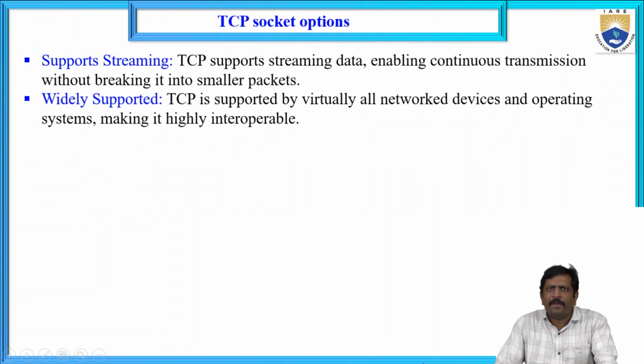And supporting streaming. TCP socket options support streaming data, that means the flow of packets, the flow of information from source to destination. That is streaming. It enables continuous transmission without breaking it into smaller packets. It is also widely supported. TCP is supported by virtually all network devices and operating systems, making it highly interoperable.